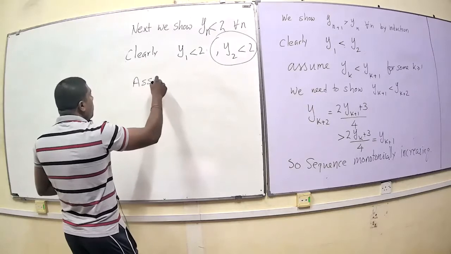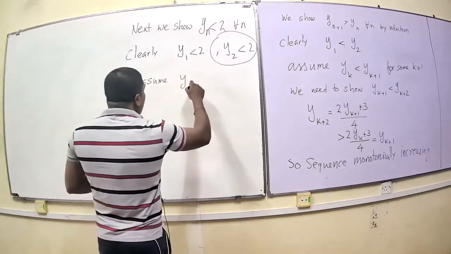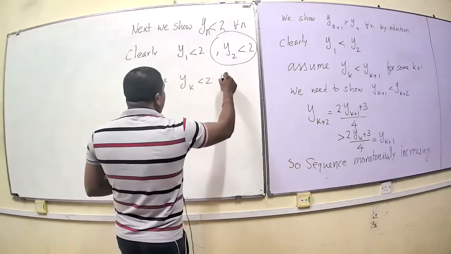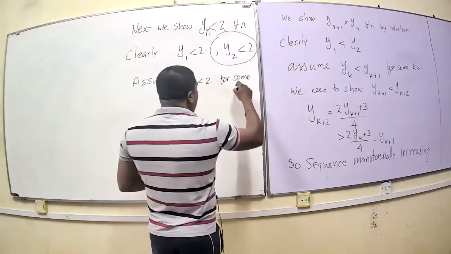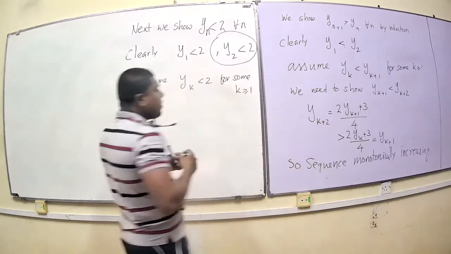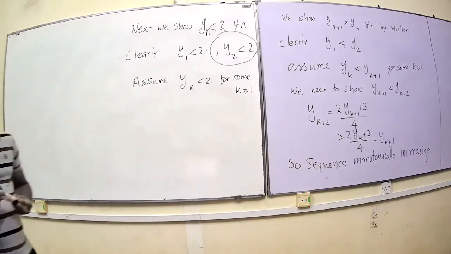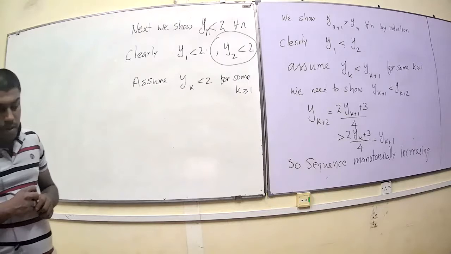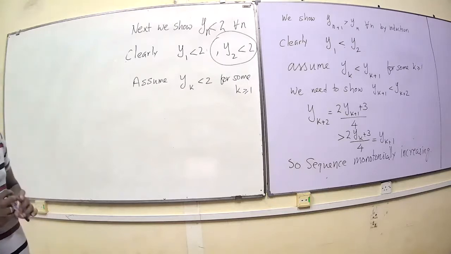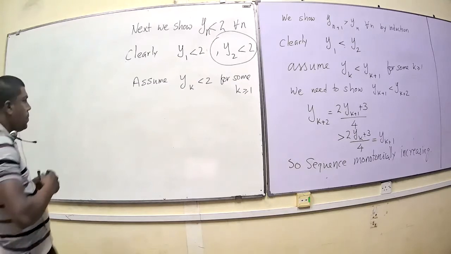Assume yk is less than 2 for some k greater or equal to 1. So yk is less than 2 for some k greater or equal to 2. Right. So now what you have to do is show that yk plus 1 is less than 2.